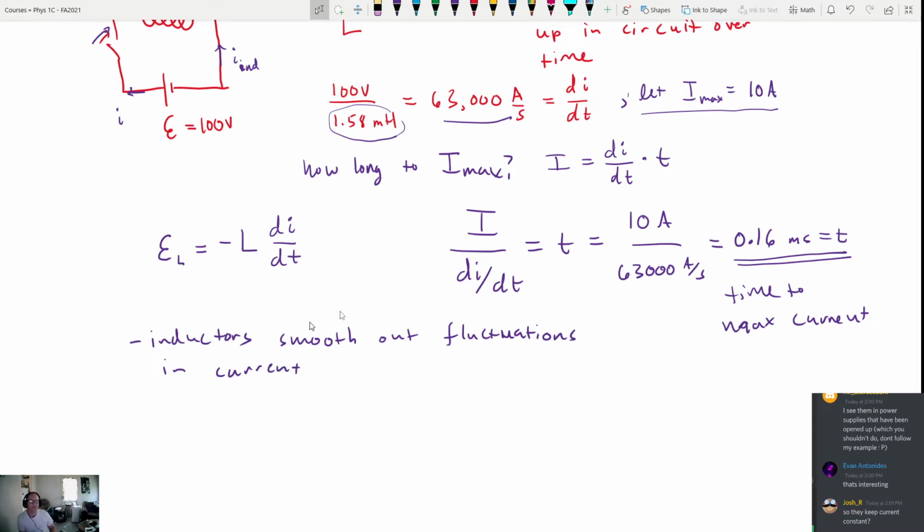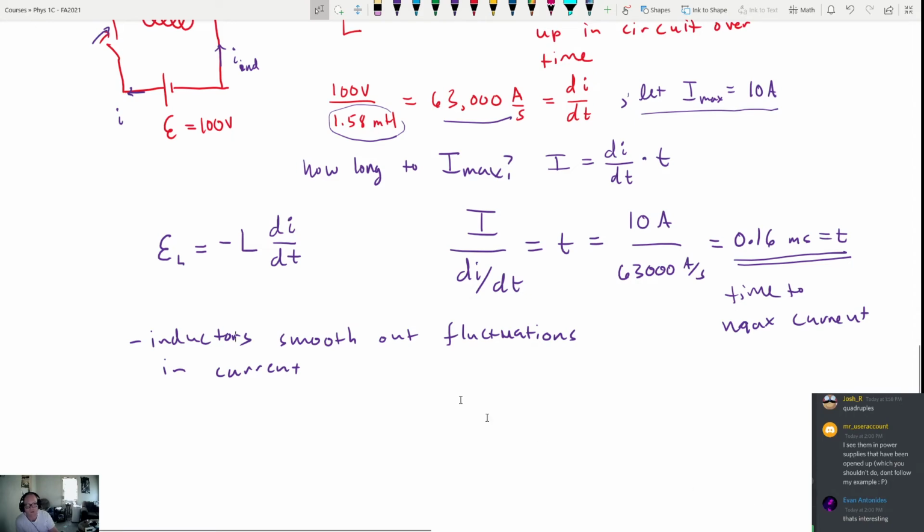They don't keep it constant, but they tend to want to keep the current doing what it's already doing, basically. If there's no current, it wants to keep the current at zero. If there's a lot of current and you want to turn the circuit off, they're going to keep the current flowing. That's the other half of this, and it relates to a question: was it you, Evan, that asked what happens when we turn the circuit off? Yeah, opening the switch to decrease the flux.